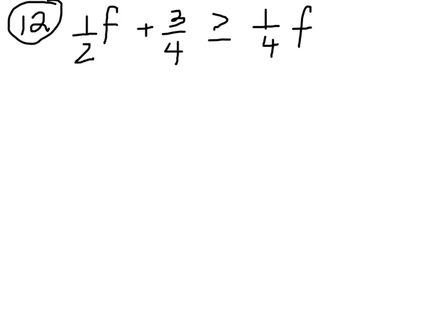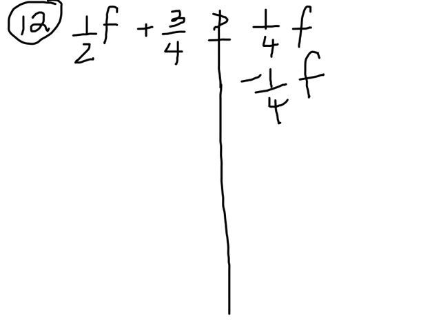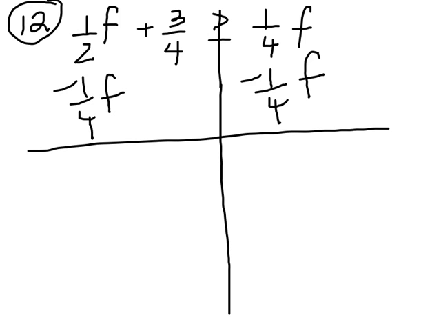Number 12. Ooh, we've got some fractions in here, but we do it exactly the same way. Let's get our letters together. So we're going to do that by subtracting 1/4 f from both sides. I'm going to subtract 3/4 at the same time. So 1/2 minus 1/4. Now remember, you guys can use your calculators if you need to.